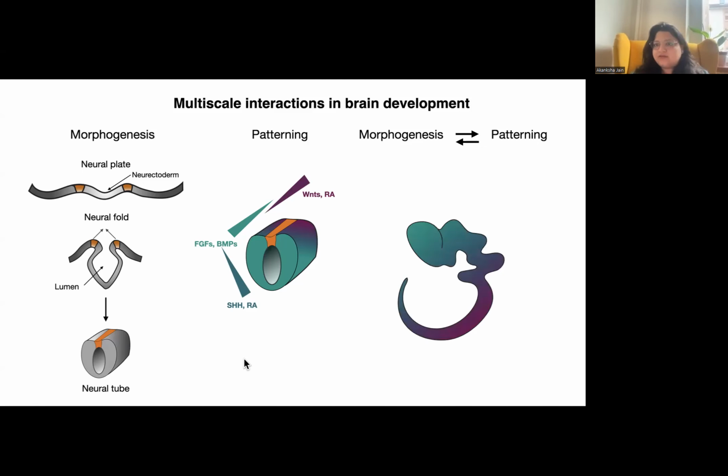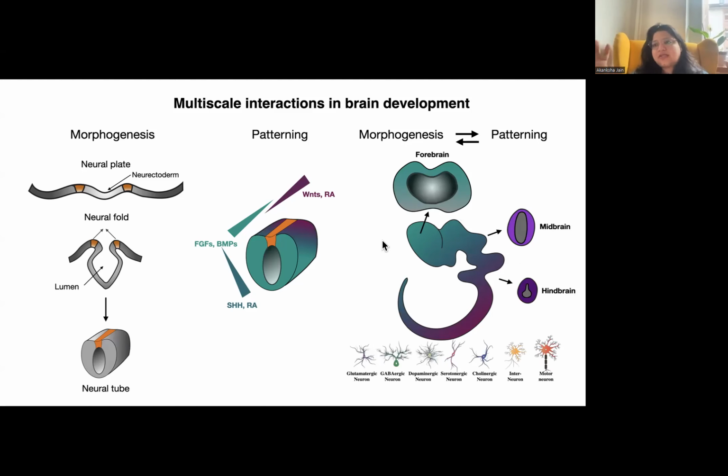And this results in forming the developing brain as we know it, where the anterior regions form the big lumen, big forebrain-containing part with the identity of the telencephalon and the diencephalon. As we go more caudally, the lumen becomes smaller, the tissue structure becomes different, and the identity is more midbrain and so on towards the hindbrain.